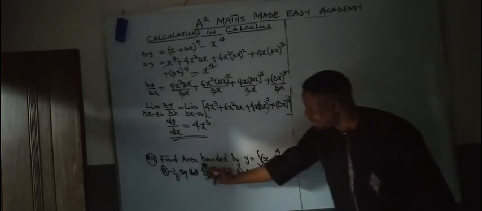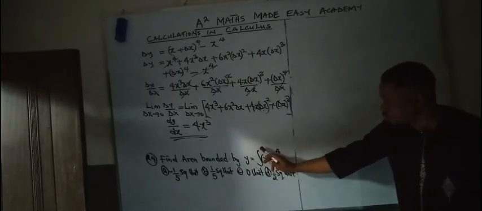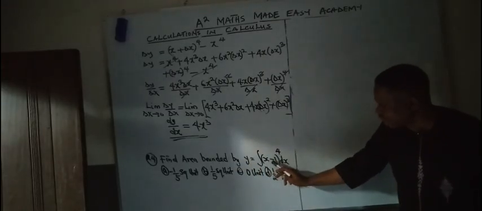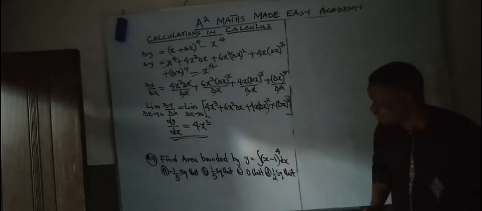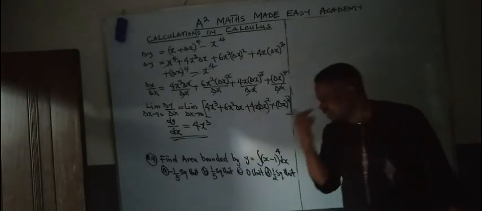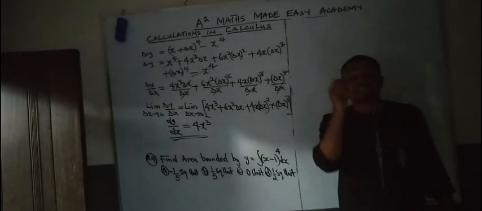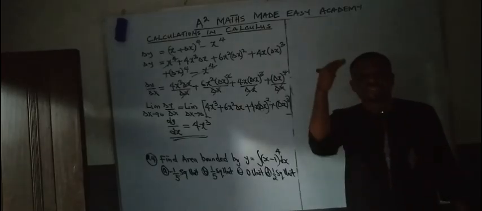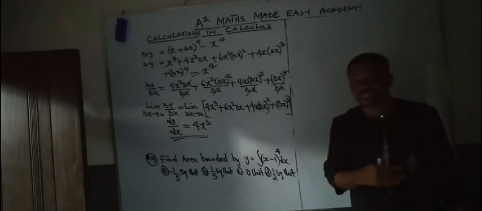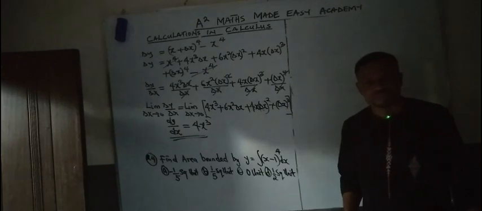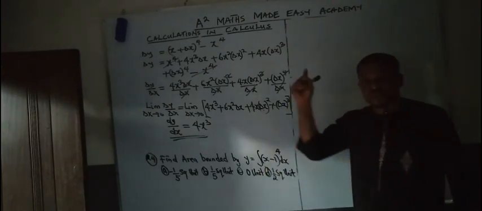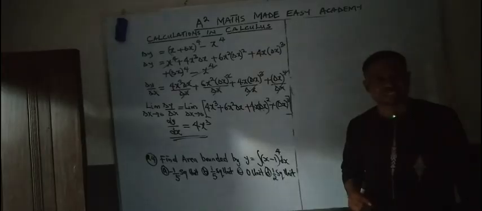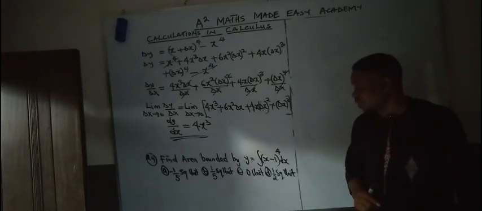The question says find the area bounded by y equal to integral of (x minus 1) dx all raised to power 4 dx. When you talk about area bounded, what comes to your mind is definite integration. That is another name for definite integration. Area bounded. Are you with me? When you hear the word area bounded and there is no integration symbol, know that that particular question is integration. And that type of integration is called definite integration. Are you with me now?